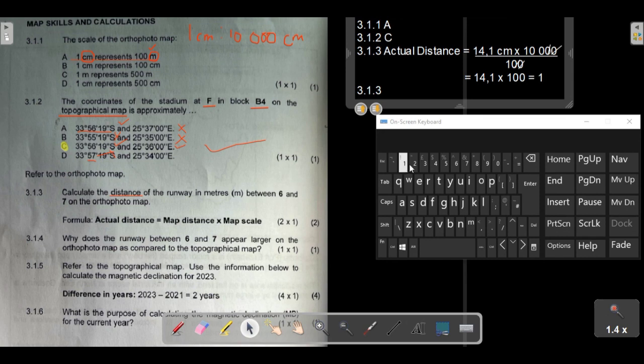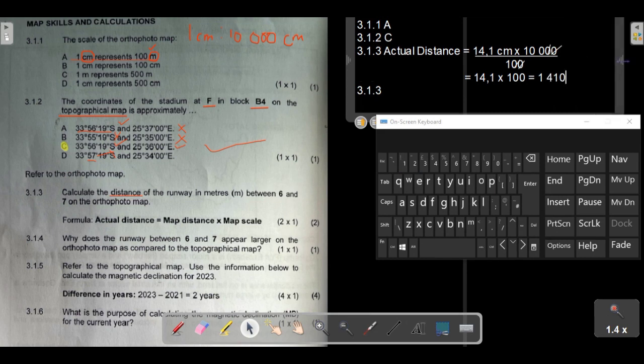So yes, that should give you 1410, right? And 10 what? 10 meters, right? So that should be about it. Okay.